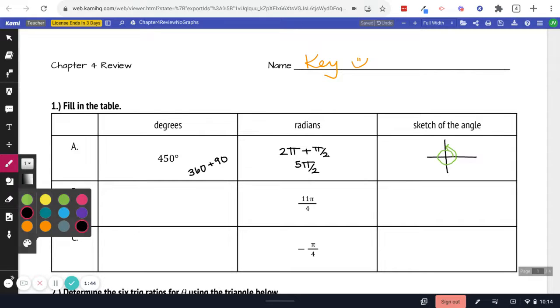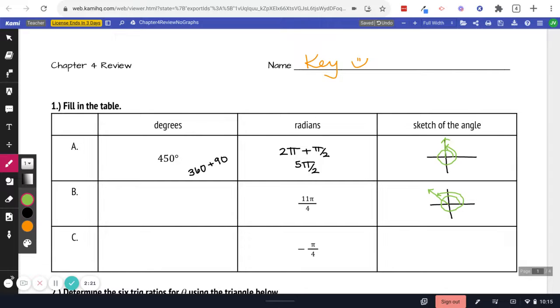Let's go to the next one, 11 pi over 4. That's going to be more than going all the way around. So let's see what happens here. Let's just break it into chunks. So here's a pi, 1 pi over 4, 2 pi over 4, 3, 4, 5, 6, 7, 8, 9, 10, 11. So 11 took us into the second quadrant, right there.